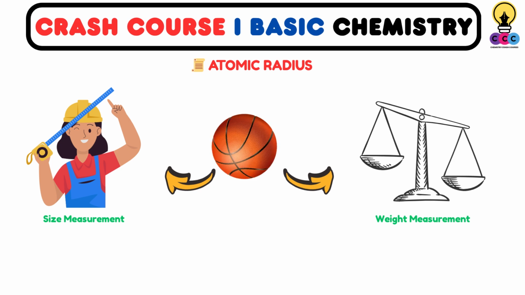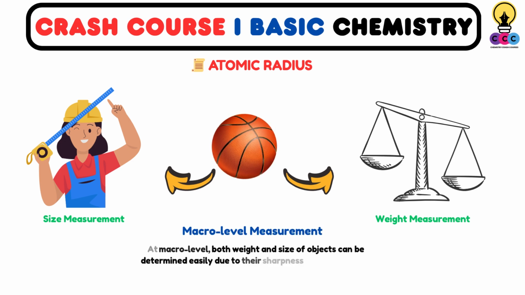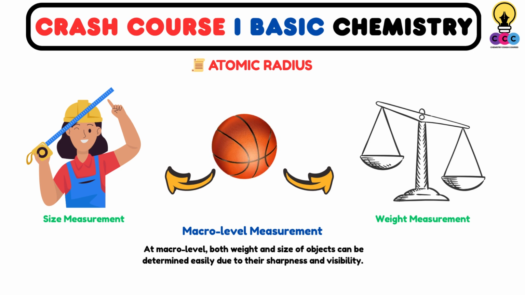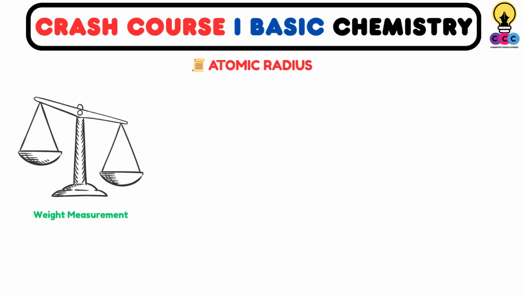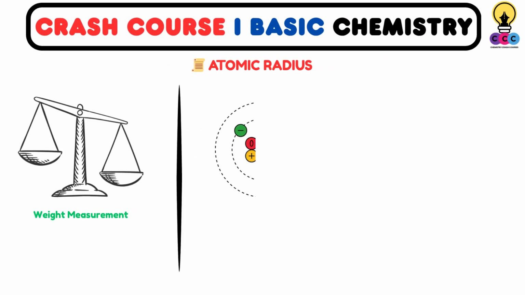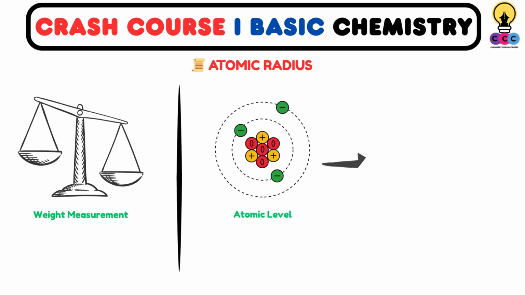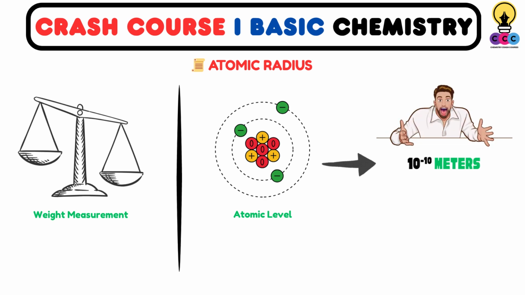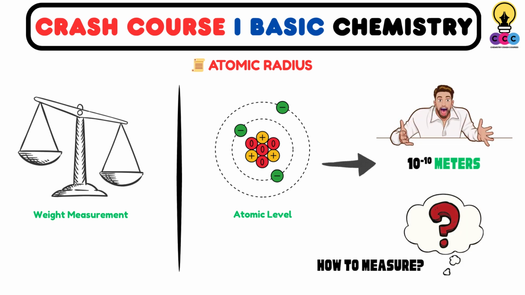Why do we not feel any difficulty while measuring the size and weight of the football? The answer is clear. A football is a distinctive object, and at the macro level, we can easily measure both size and weight due to the sharp visibility of the object. But what about atoms? Atoms are micro objects. They are too small. Even an ordinary microscope is unable to observe them. The compound microscope reveals that the diameter of an atom is around 10 raised to the power minus 10 meters. Now the problem is how to measure an object that is not even seen with the naked eye.